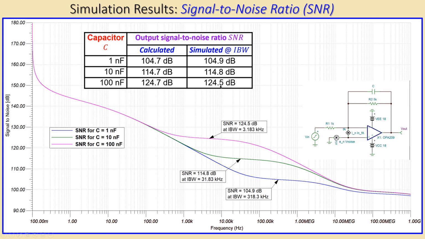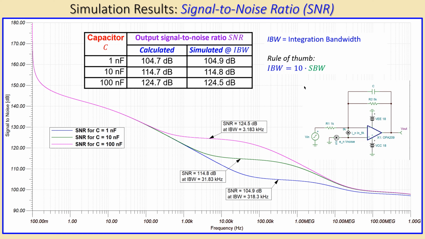What you see is really nice. This was 104.7 dBs and this is now 104.9 dBs. Now these are really close to each other. This is also very close to each other, and this is also very close to each other. So we can see the simulation and the integration bandwidth for SNR do match very well with our calculations. So that's actually also a really nice confirmation that this is correct. And again, we have used the integration bandwidth here as a rule of thumb. Integration bandwidth is 10 times the signal bandwidth, and that is where we have determined our SNR.